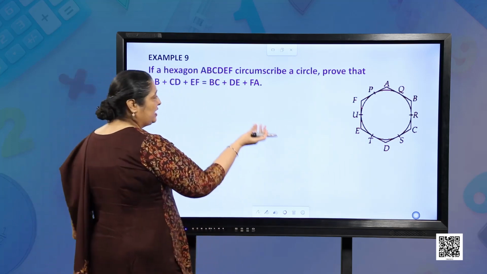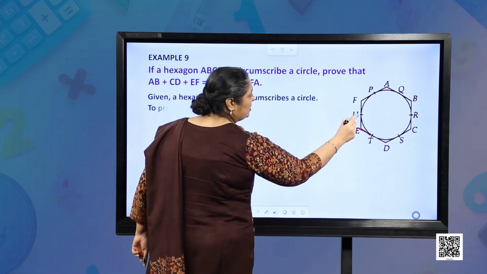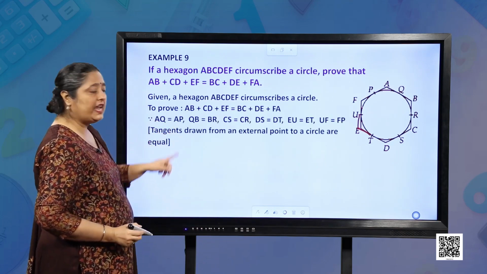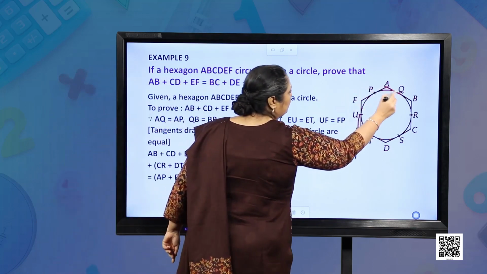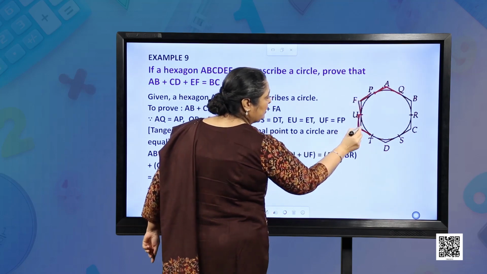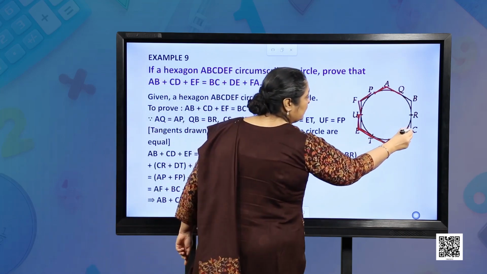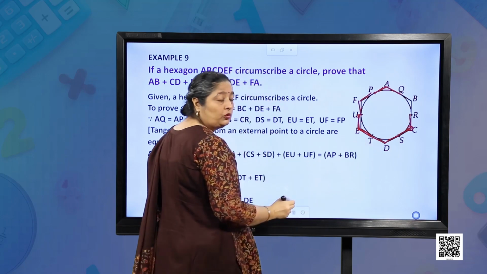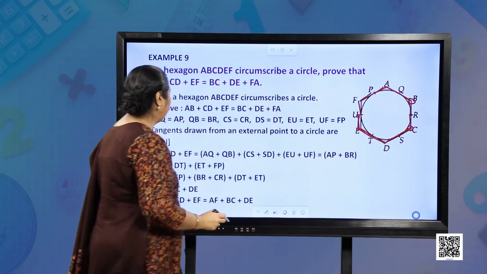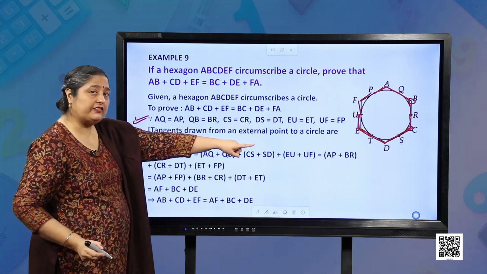Again a very easy question. The same concept we are going to use: we have two tangents from an exterior point. First one, AQ is equal to AP. This is AQ, this is equal to AP. Similarly, these two tangents are equal, and all the pairs of tangents are equal. This is an exterior point, BQ is equal to BR, and we have this statement. All the tangents from the exterior point are equal, right?